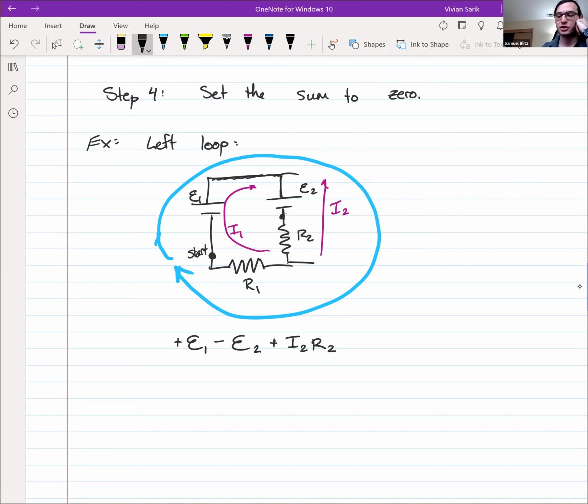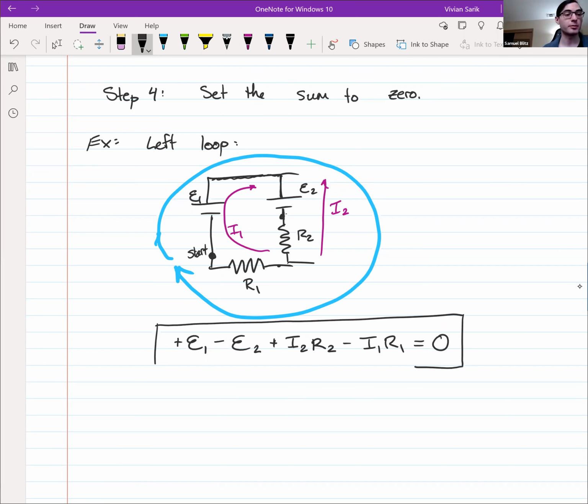Then we finally get to this resistor R1, and there the current flows in the direction that we are moving along our loop. And so then we subtract I1 R1, because the current flowing through that resistor is I1, the resistance is R1, and we multiply them to get the voltage drop. Step 4 then just says set them all equal to 0. So this is one of our loop equations.